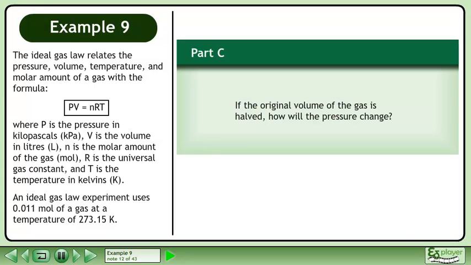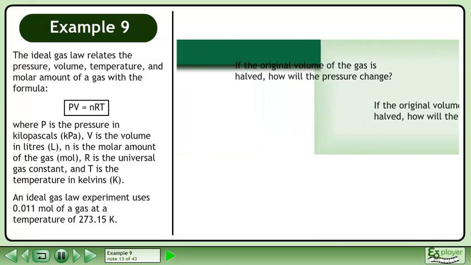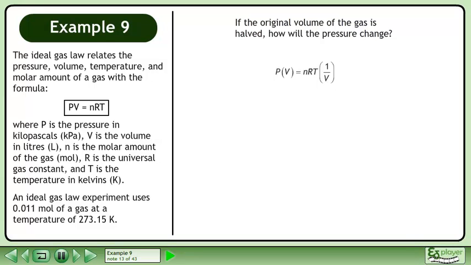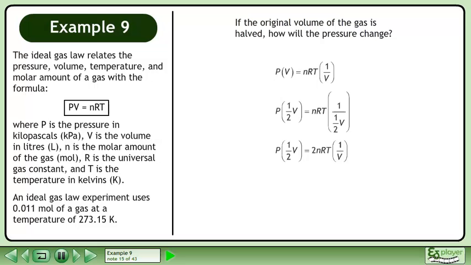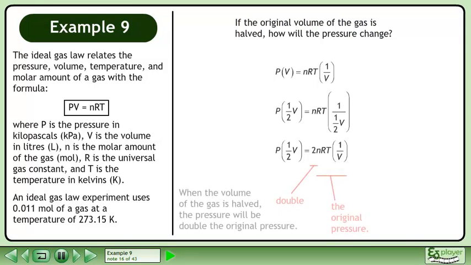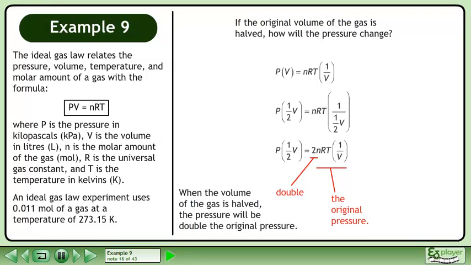Now we'll move on to part C. If the original volume of the gas is halved, how will the pressure change? Rewrite the pressure function. Halve the volume and plug this in on the right side of the function. The reciprocal of 1/2 is 2. When the volume of the gas is halved, the pressure will be double the original pressure.